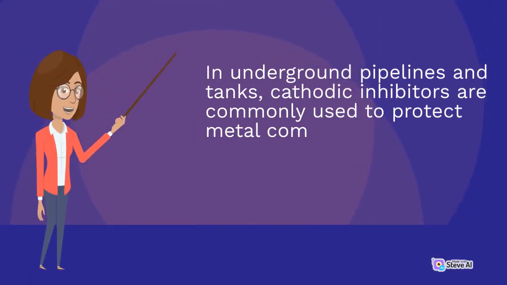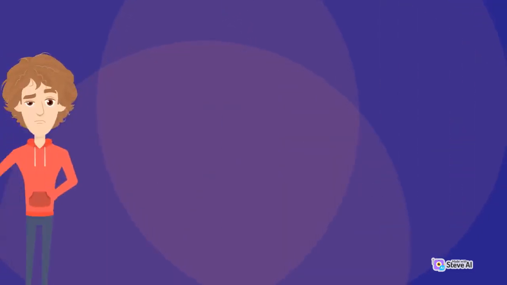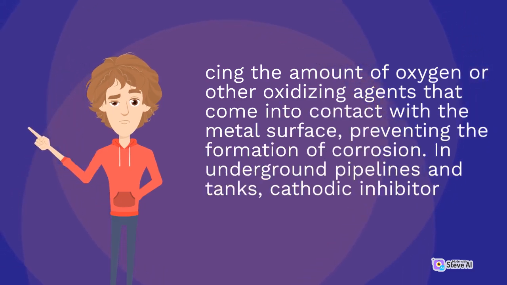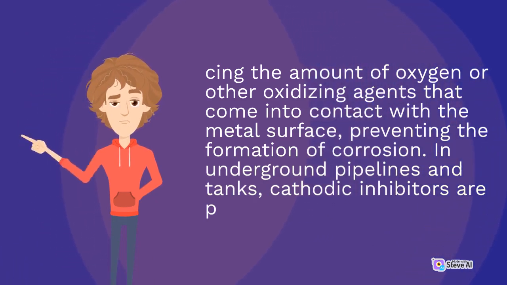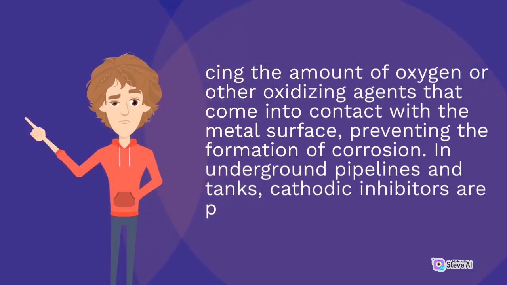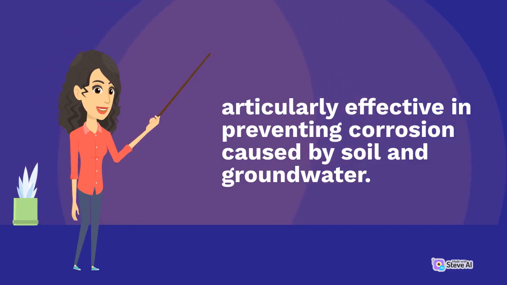In underground pipelines and tanks, cathodic inhibitors are commonly used to protect metal components from the corrosive effects of oxygen and other oxidizing agents. Cathodic inhibitors work by reducing the amount of oxygen or other oxidizing agents that come into contact with a metal surface, preventing the formation of corrosion. In underground pipelines and tanks, cathodic inhibitors are particularly effective in preventing corrosion caused by soil and groundwater.